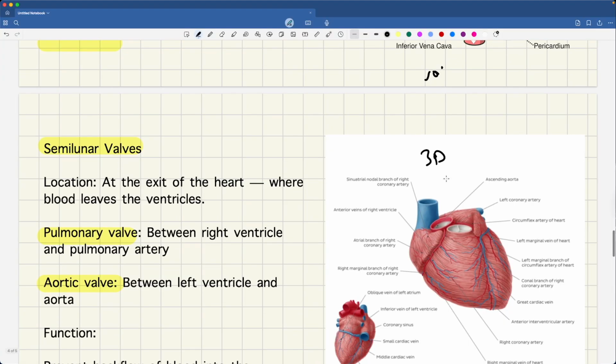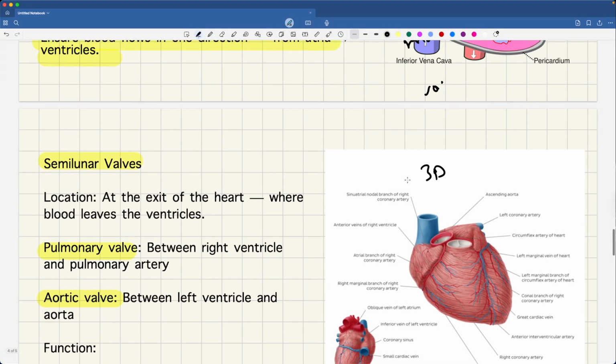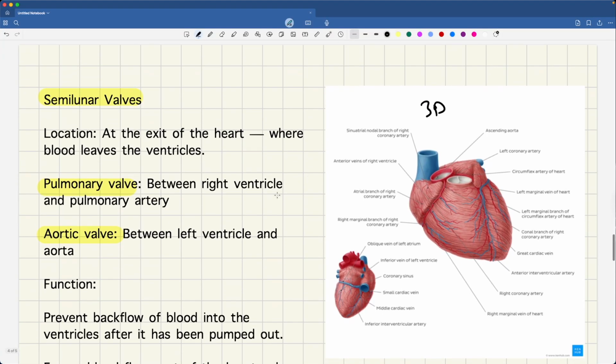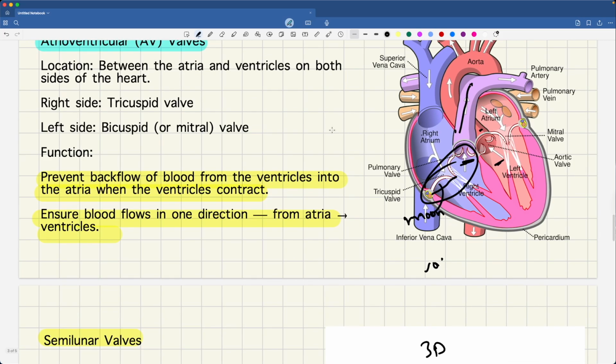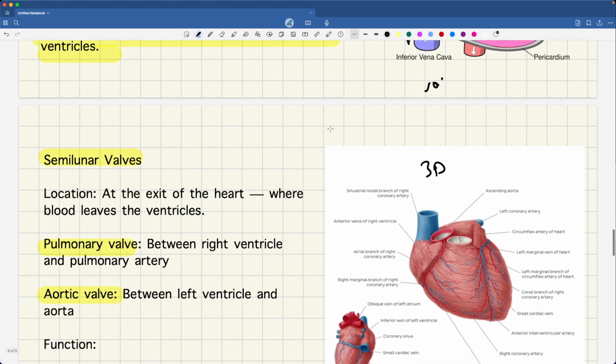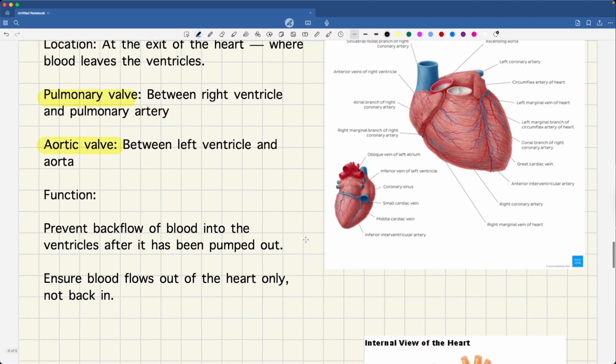The function of the pulmonary valve is that it creates a one-way direction between the right ventricle and the pulmonary artery. The aortic valve is between the left ventricle and the aorta. So they have only one function, to prevent backflow of blood, so the blood can travel in one direction only.